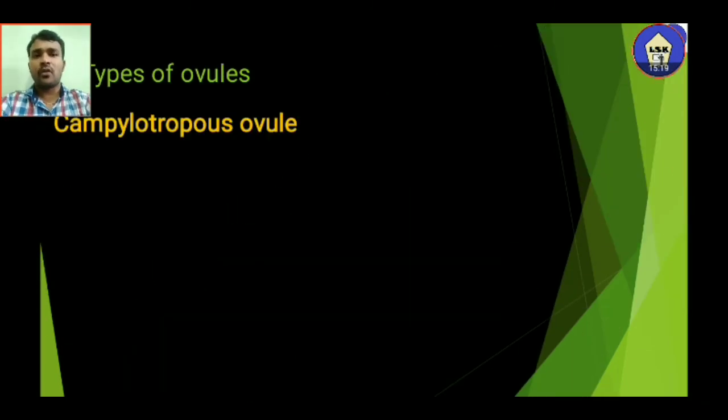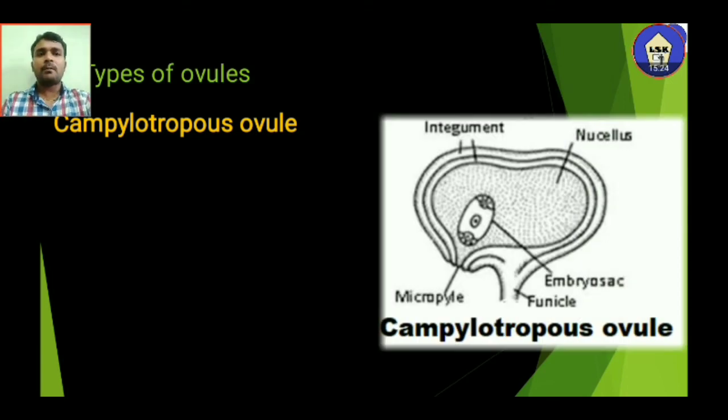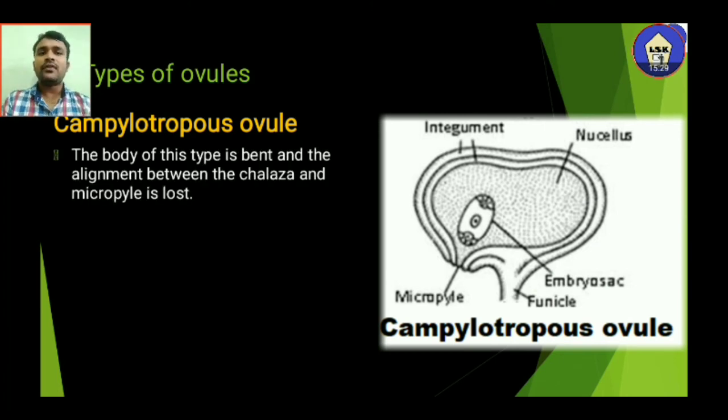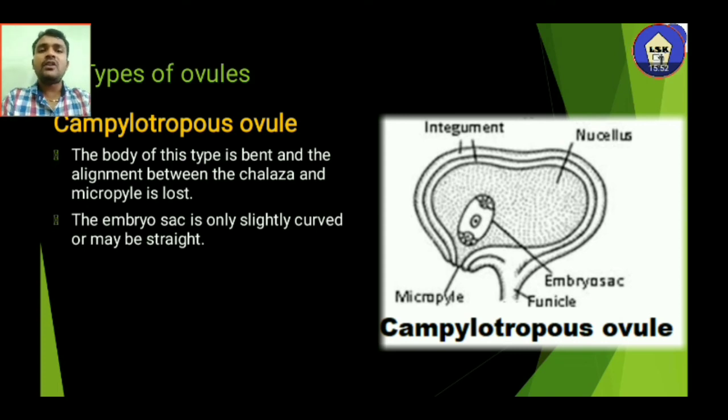The next type of ovule is called as campylotropous ovule. See, this is a photograph of campylotropous ovule. Here the body of this type is bent and the alignment between chalaza and micropyle is lost. So till here the micropyle, embryo sac, chalaza, they are found almost in a straight line, but here the body of this type is bent and the alignment between chalaza and micropyle is lost, so they are not found in a straight line. And the embryo sac is only slightly curved, not completely.